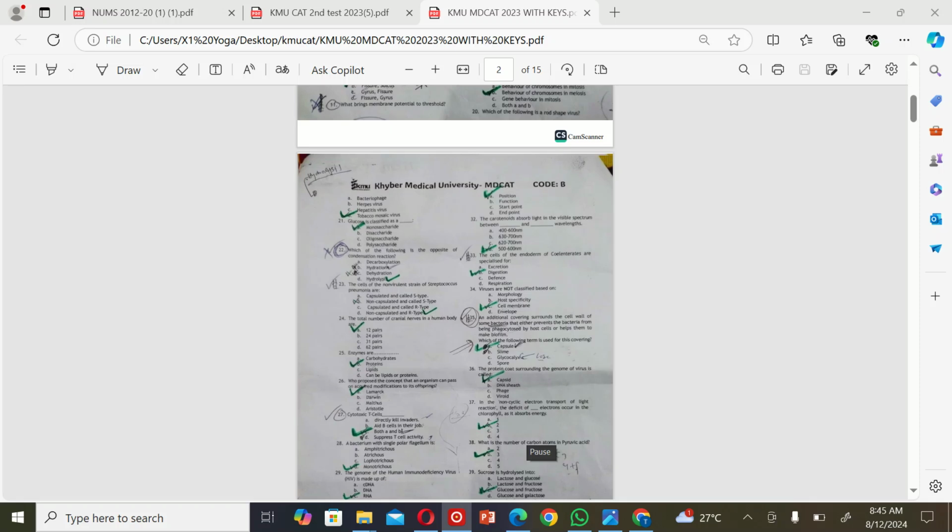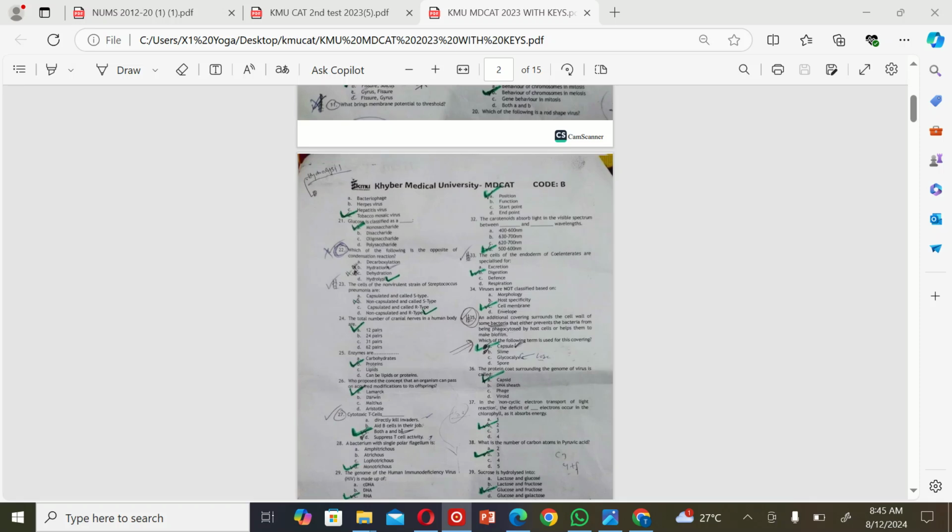The next MCQ is: the cells of the non-virulent strain of Streptococcus pneumoniae are A. capsulated and called S type, B. non-capsulated and called S type, C. capsulated and called R type, and D. non-capsulated and R type. So the correct option is D, non-capsulated and R type.